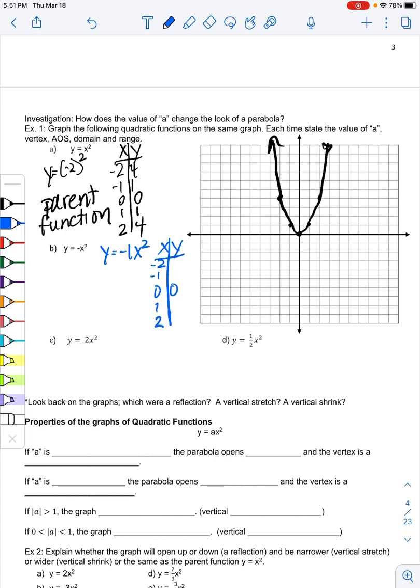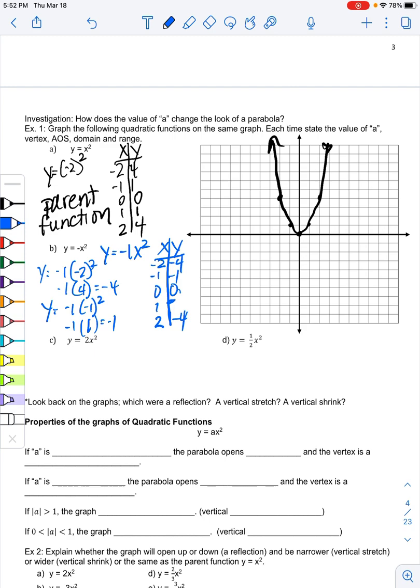Now, when I plug this in, I'm going to have y equals -1 times -2 squared. Well, -2 squared is a positive 4, so it's -1 times a positive 4, which is -4. If I put a positive 2 in there, positive 2 squared is positive 4, times -1 is also -4. What you should start noticing is that these y values are going to mirror around your vertex. So when I put y equals -1 times -1 squared, -1 squared is a positive 1, and -1 times that is -1. If I put a positive 1 in there, positive 1 squared is 1, times -1 is also -1.